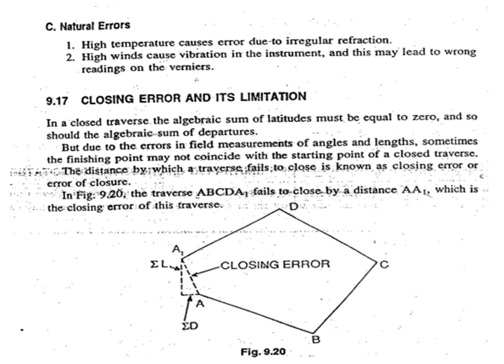Then we are going to see what is the closing error and its limitation. In a closed traverse, the algebraic sum of latitude must be equal to 0 and so the algebraic sum of departure must be equal to 0. But due to errors in the field measurement of angles and length, sometimes the finishing point may not coincide with the starting point of a closed traverse. Therefore, the distance by which a traverse fails to close is known as closing error or error of closure, which is shown in the figure 9.2, where the distance between A to A1 is the closing error. So in figure, the traverse ABCDE fails to close by a distance AA1, which is the closing error of this traverse.